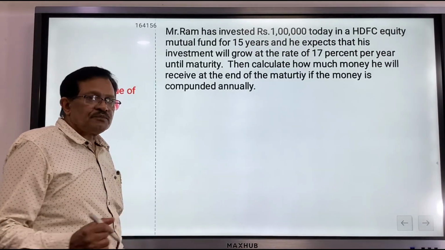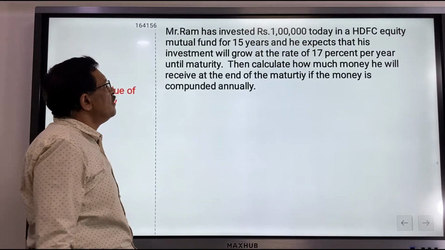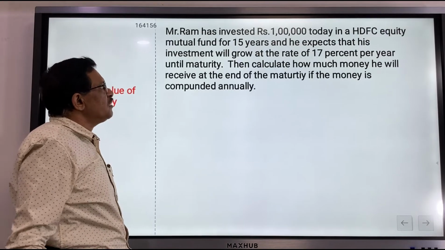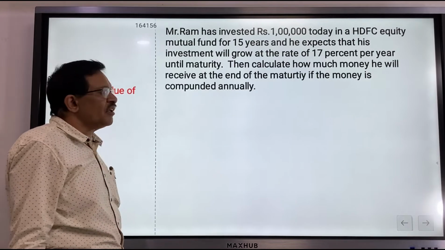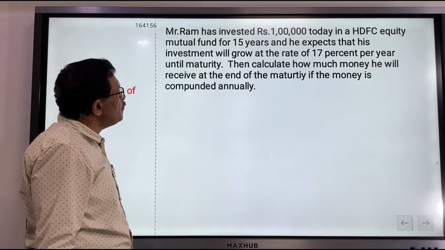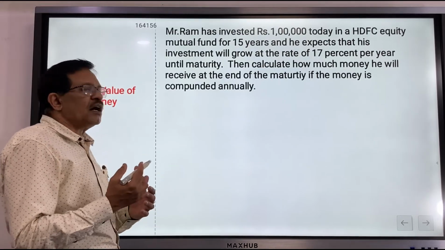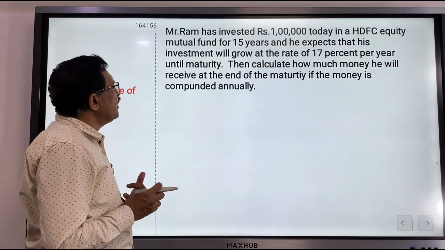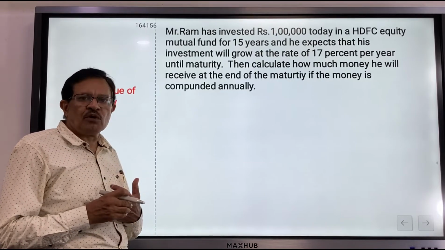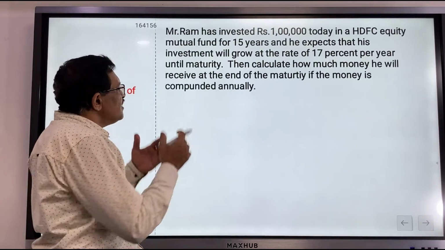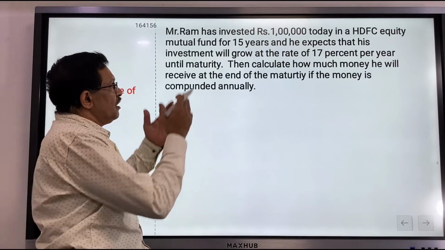In this particular problem, he is stating that Mr. Ram has invested rupees 1 lakh today in an HDFC equity mutual fund for 15 years, and he expects that his investment will grow at the rate of 17% per year until maturity. Then calculate how much money he will receive at the end of the maturity if the money is compounded annually. So let us understand the information given in this particular problem.